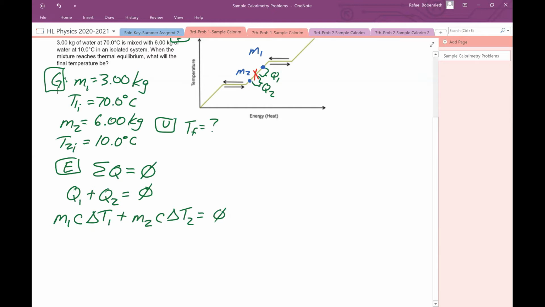Okay, so delta T1, we can even go further, right? Remember, any change of a quantity is what? The final quantity minus the initial quantity. So this would be the final temperature minus the initial temperature for T1. Likewise, we can do the same thing for T2. That would be the final temperature, which is the same as the T1 final temperature, minus T2's initial temperature. And all that equals 0.